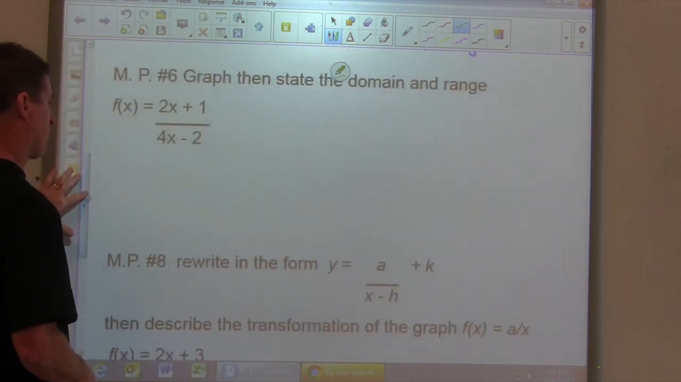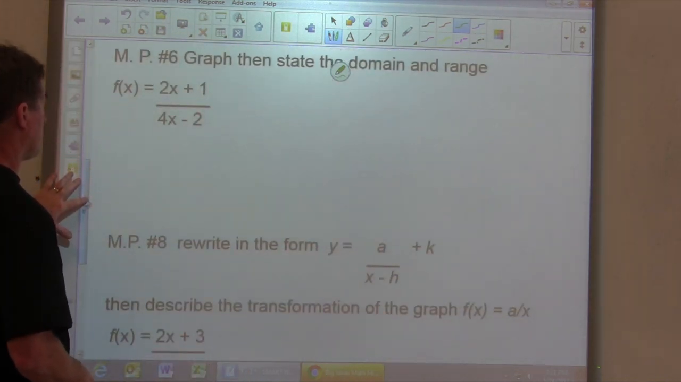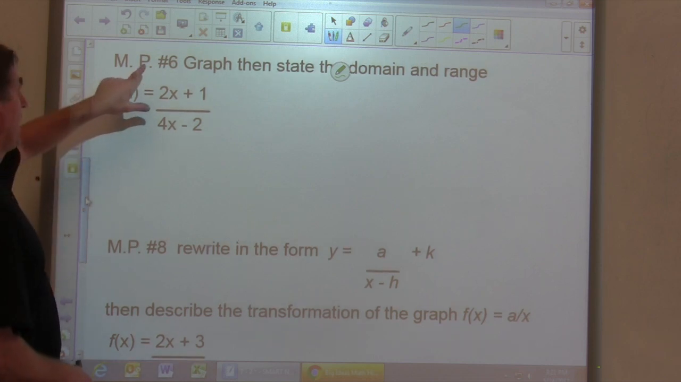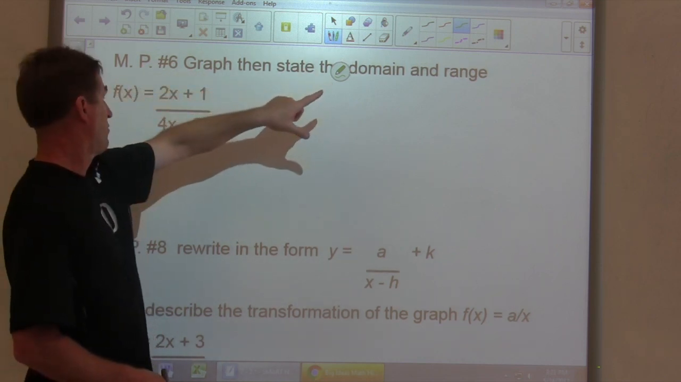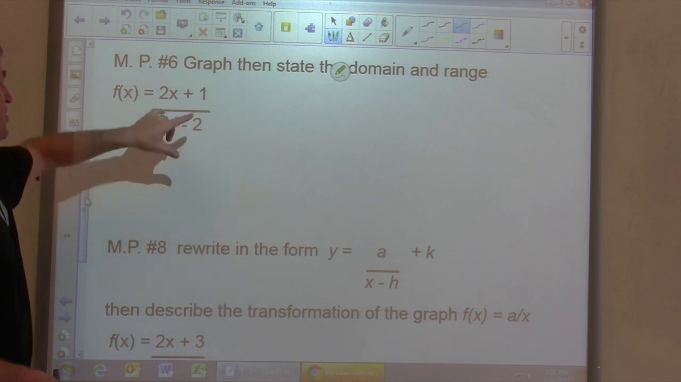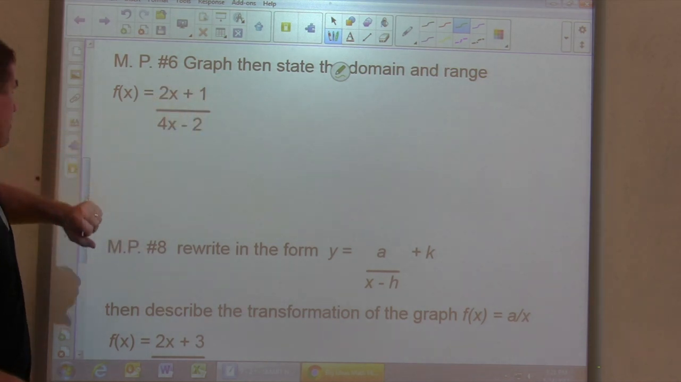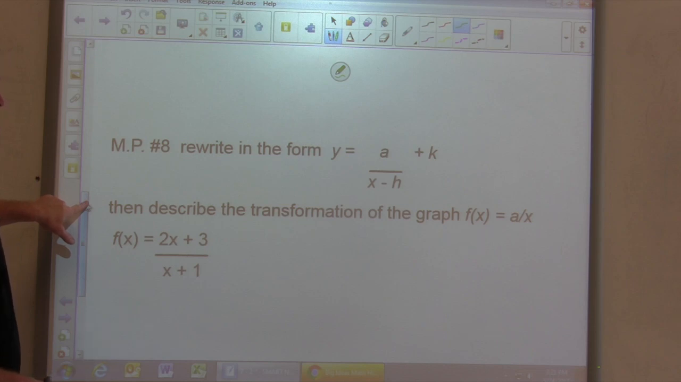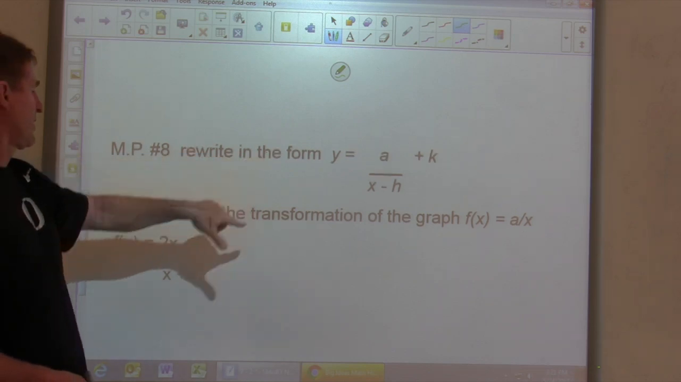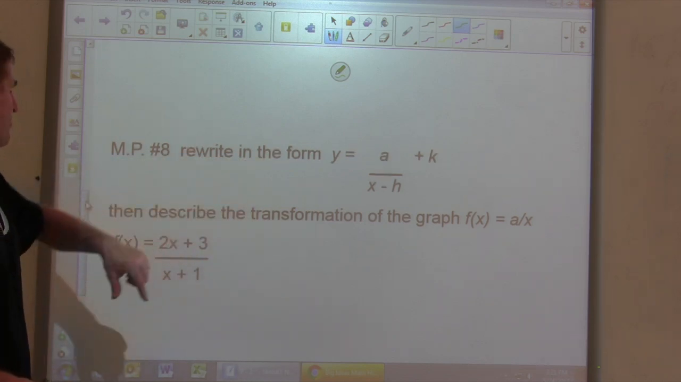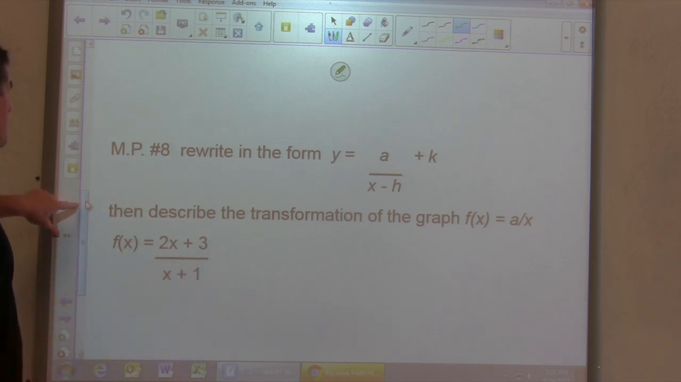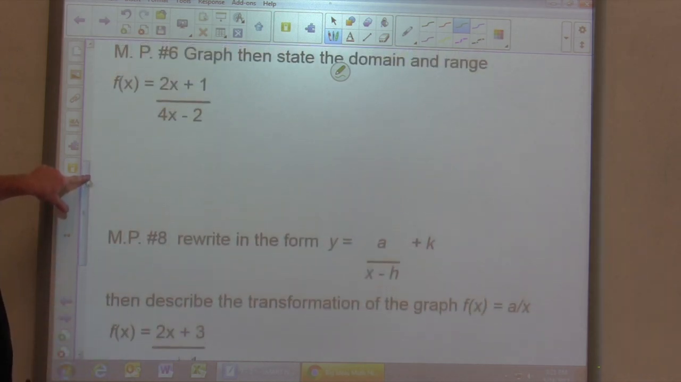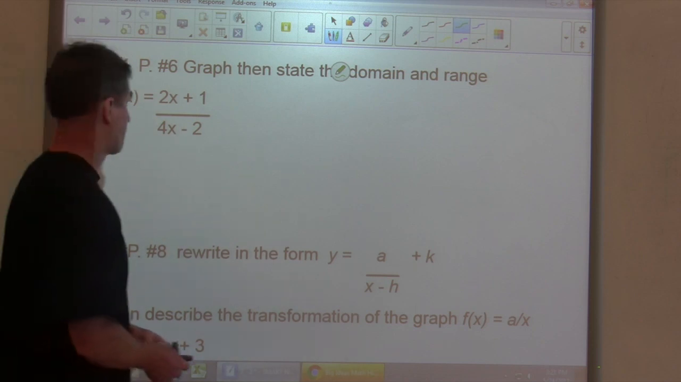So I have 2 more problems for you to try. So I'd like you to try to graph this one and then state the domain and range. Although let's just make a table. You don't need to actually graph it, and state the domain and range. And then on this one, you are going to rewrite in the correct form and then describe the transformation. So go ahead and pause the video, try these 2, and then come back and see how you did on it.